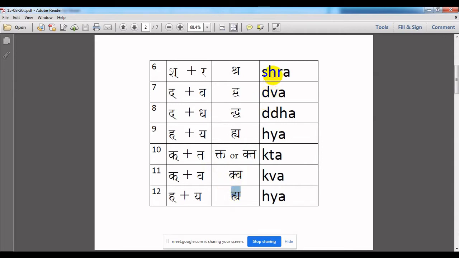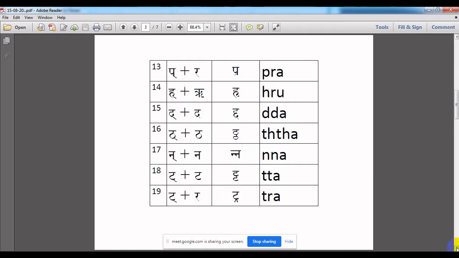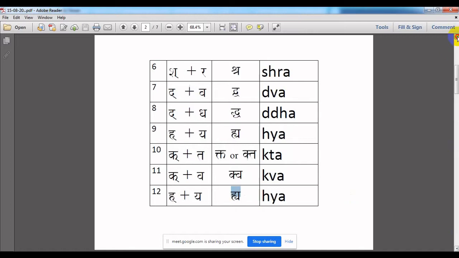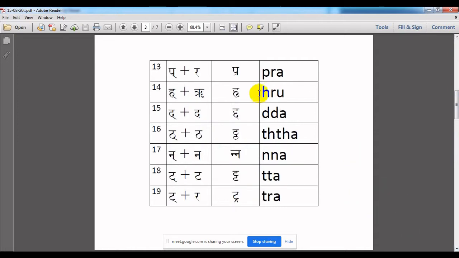Those who are checking the English pronunciation, don't look at this. Pay attention here in Sanskrit, so you will get, very fast, the way to pronounce. Very quickly you will learn. So the 12th was as here. Then we have number 13, apra. Number 14, ahru. Hru, ahru.